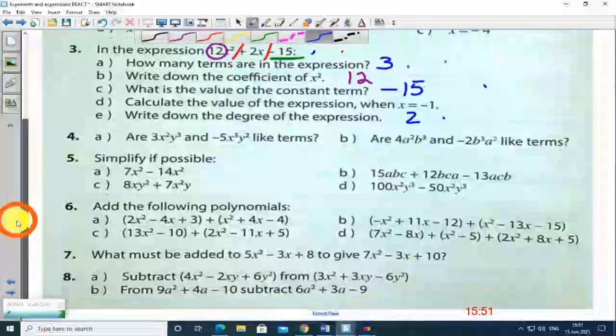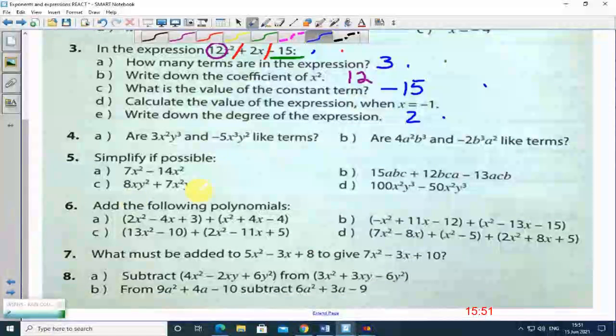Then, next question. We're into number 4 now, and maybe you didn't get that far, but let's try and do it together. Are these terms like terms? What are we asking? We're saying, do they have exactly the same algebra parts? I'm not worried about the coefficients, the numbers in front. I'm worried about the algebra.